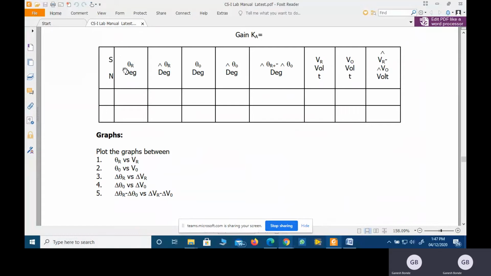So here theta r is the angular position of the reference pot, in degrees, and the difference we are determining. Then theta 0 is the angular displacement of the output pot, and then the difference theta r minus theta 0. Then correspondingly the electrical voltages VR and V0 and their differences. And we are going to take the readings at different values of gain K. So this is a simple observation table. Okay, so we just go to the panel.